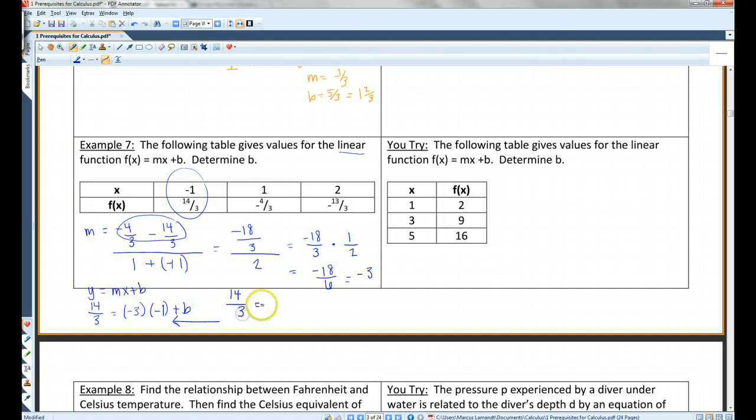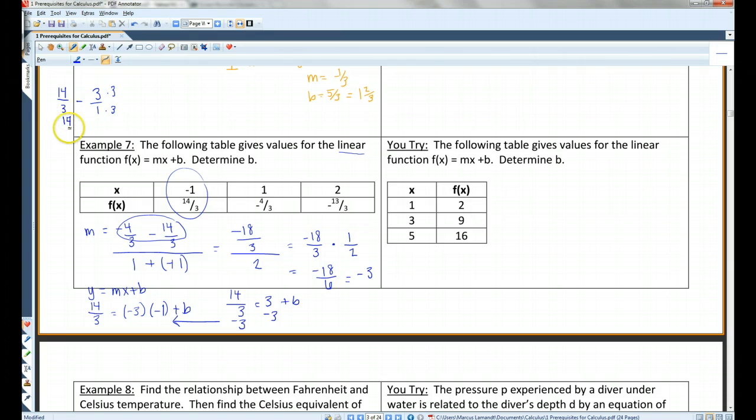14 over 3 equals 3 plus b. I'm going to subtract 3 from both sides. I'll just do a little something over here. 14 over 3 minus 3. 3 is like 3 over 1, so I'm going to need to find a common denominator.